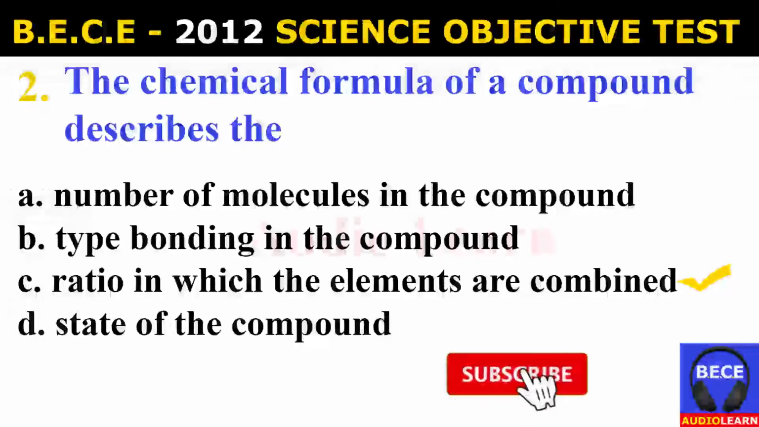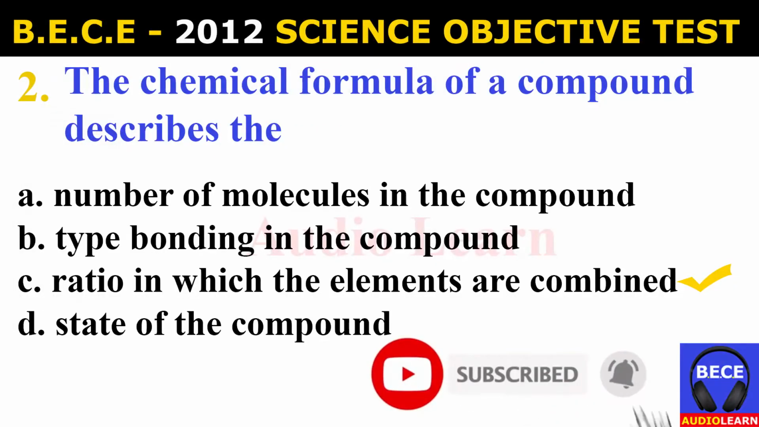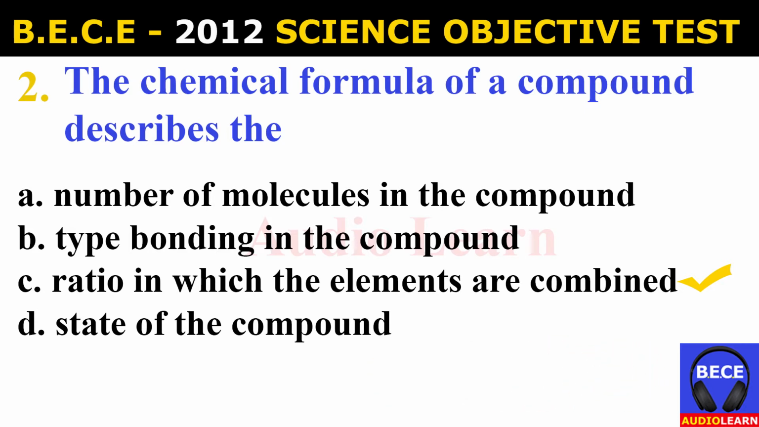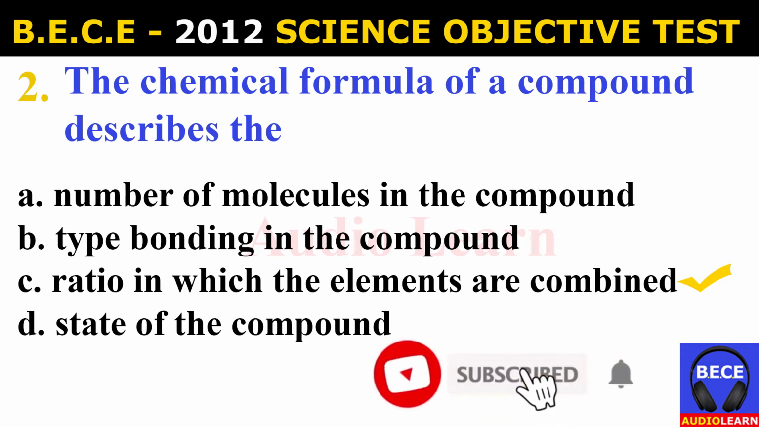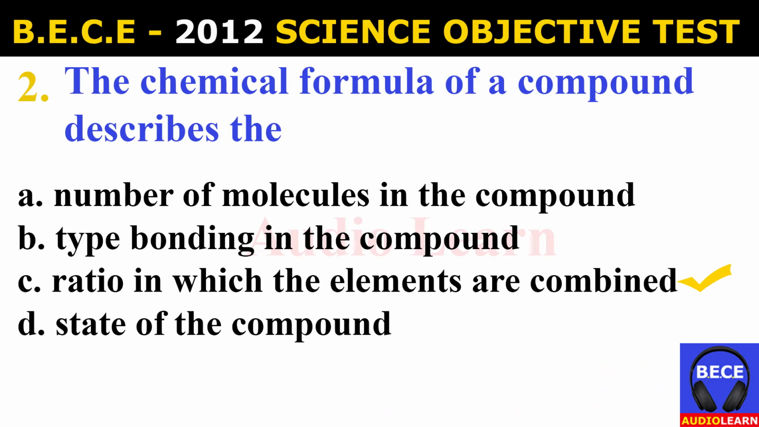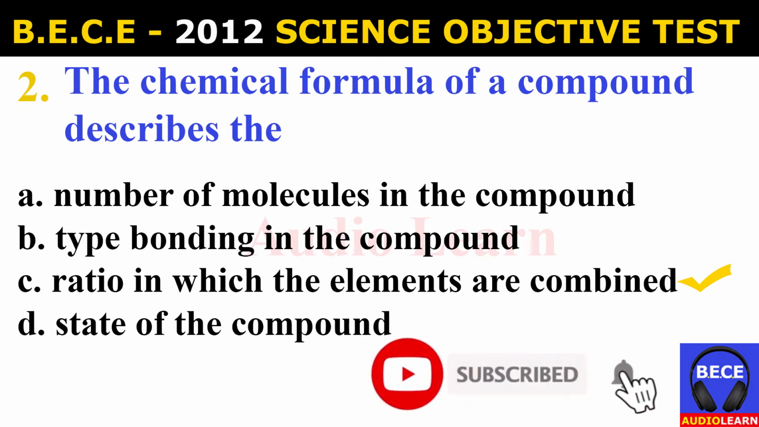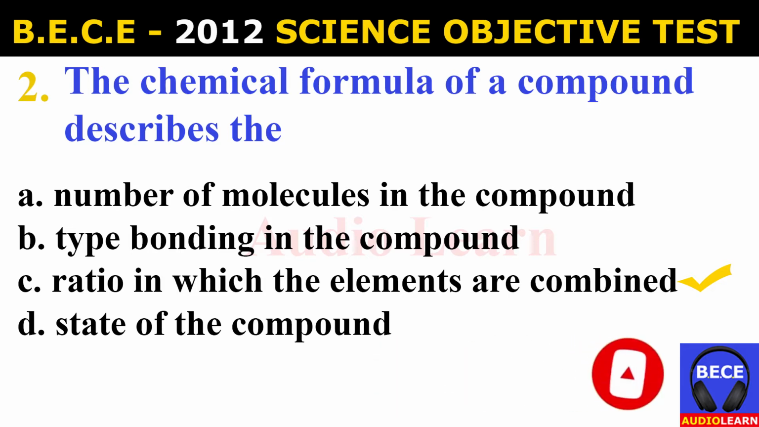Number 2. The chemical formula of a compound describes the A, number of molecules in the compound, B, type of bonding in the compound, C, ratio in which the elements are combined, D, state of the compound. And the answer is C, ratio in which the elements are combined. The chemical formula of a compound describes the ratio in which the elements are combined.